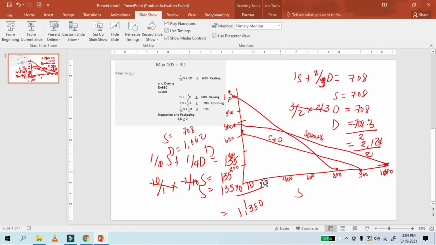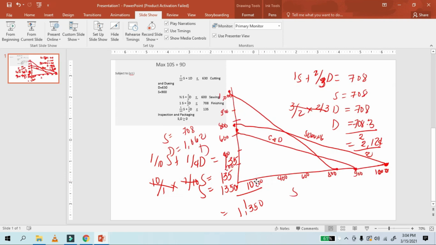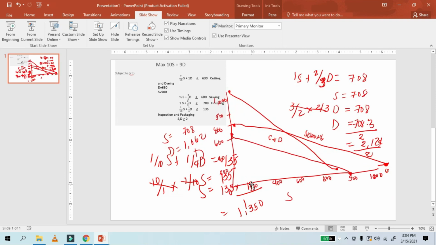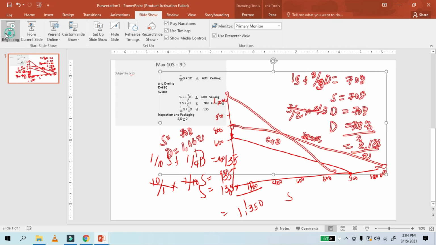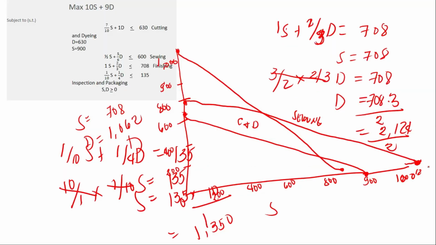Okay, so let me move it, because we have no space on the graph for 1,350. Going back, we have here the point 1,350. So let's assume that this is 1,200, then this is 1,400. So 1,350 is there.